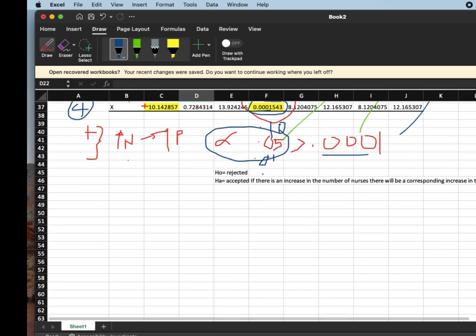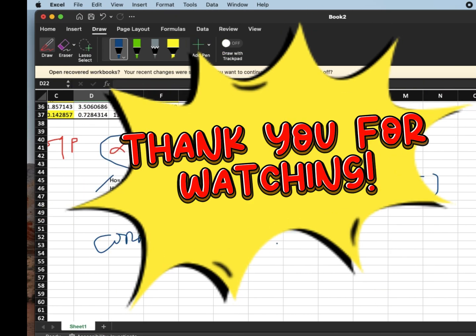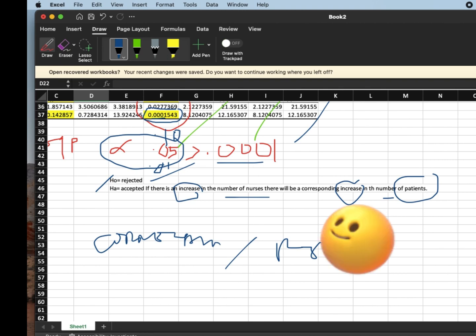So what does this mean? The null hypothesis will be rejected. You have to understand that the alternate hypothesis will be significant. So we are going to accept the alternate hypothesis, which means that any increase in the number of nurses will result in a corresponding increase in the number of patients. That's how you do your regression and also correlation. So at least we've done a little bit of correlation and regression. That's how you interpret. Okay, thank you.